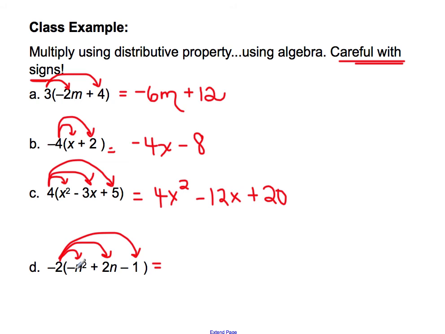So -2 times -n squared is +2n squared. I have 2 groups of them, and they were black, but I need to flip them. -2 times +2n is -4n. I have two groups of white tiles that are flipped. And -2 times -1 is +2. I have a black tile because of the -1. I have two groups of them and I'm flipping them, so +2.